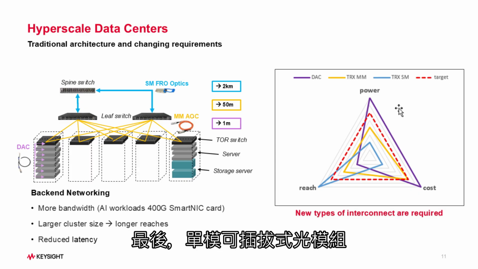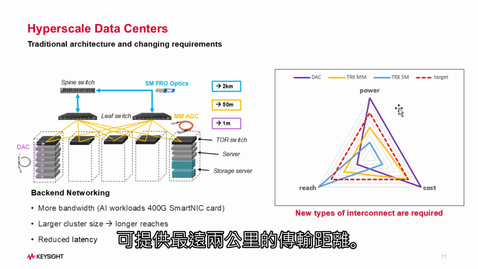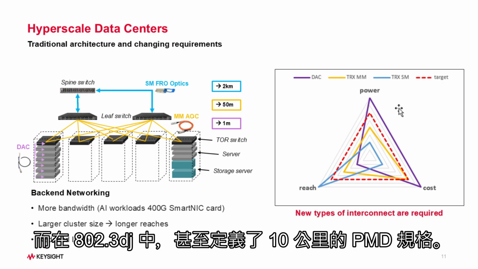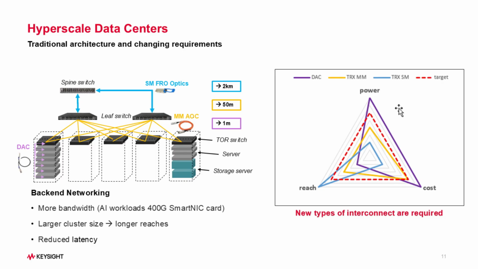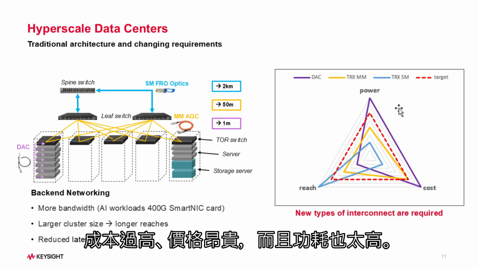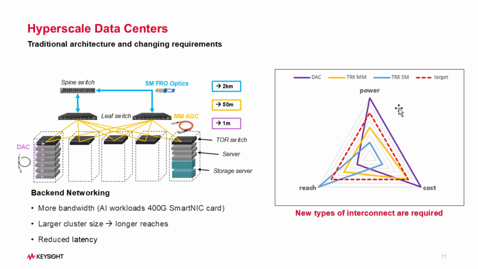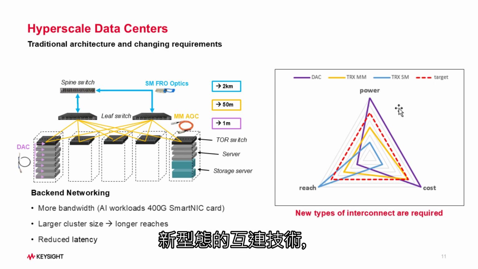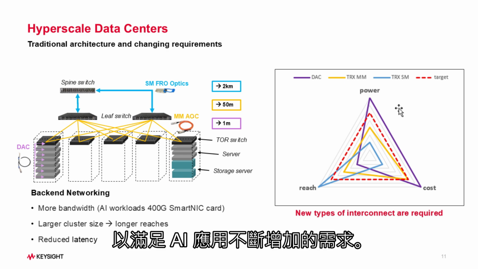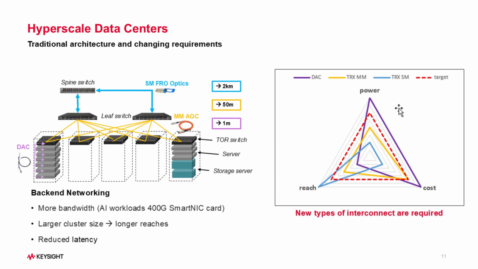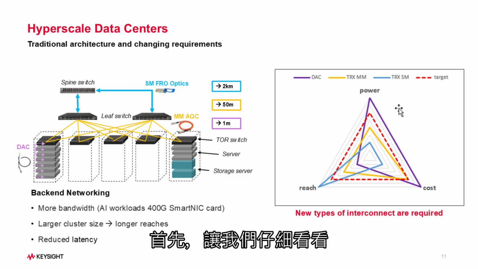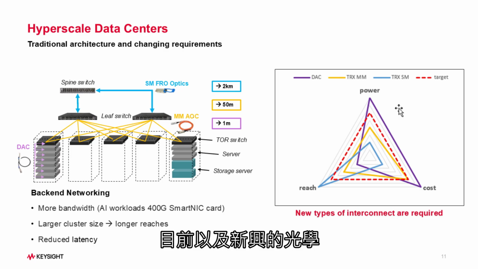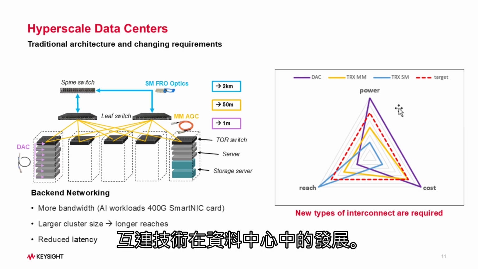And finally, the single-mode pluggable optics will have up to 2-kilometer reach. And in DJ, we actually have a 10-kilometer PMD. However, these optics are considered way too expensive, and they draw too much power. So we need to start looking for new types of interconnects within the data center to address the emerging needs for AI applications.